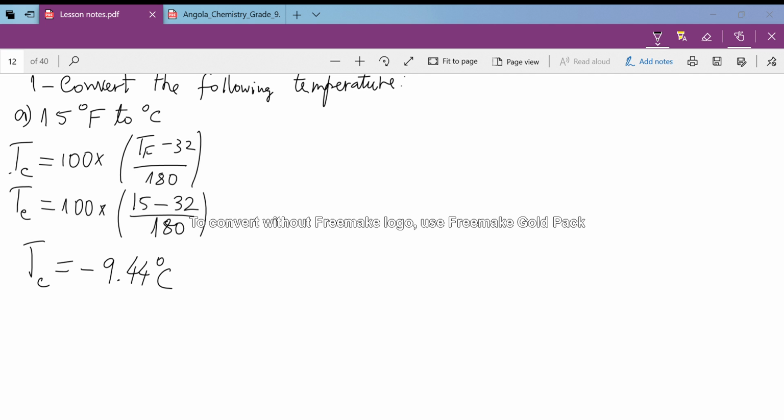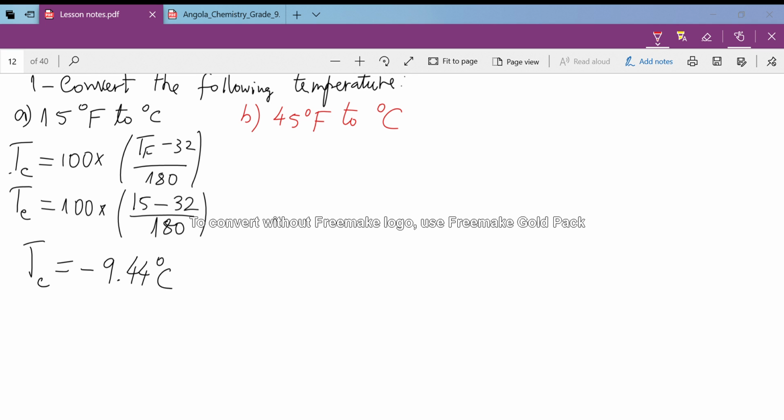So it is possible, of course, to get negative numbers. Okay, that's why you have to pay attention to your calculations. So let's try another example. So we will convert, let's say, 45 degrees Fahrenheit to degrees Celsius. So pause the video, try to solve it yourself, and then compare with our result.